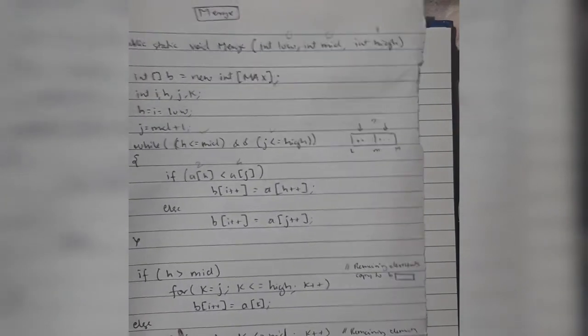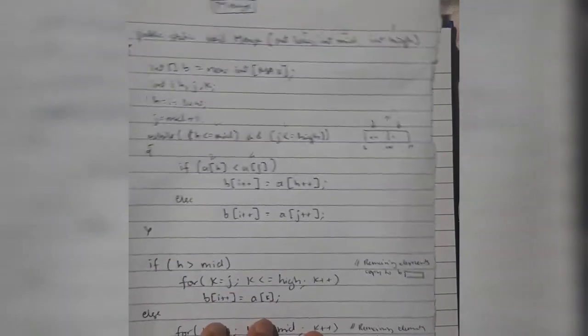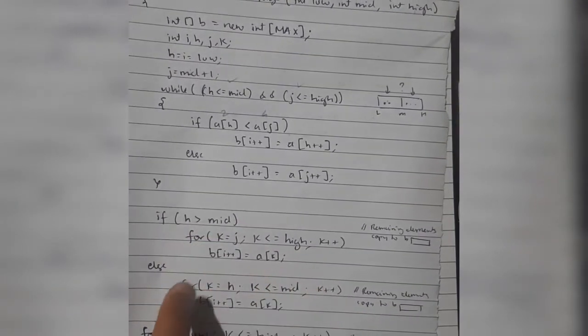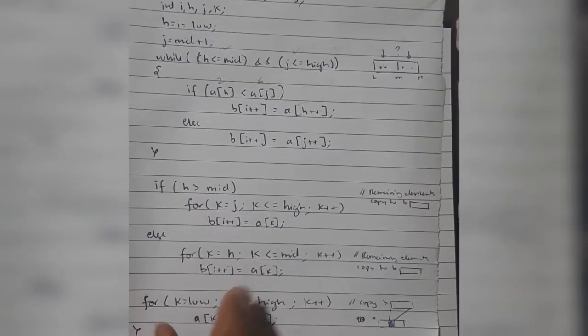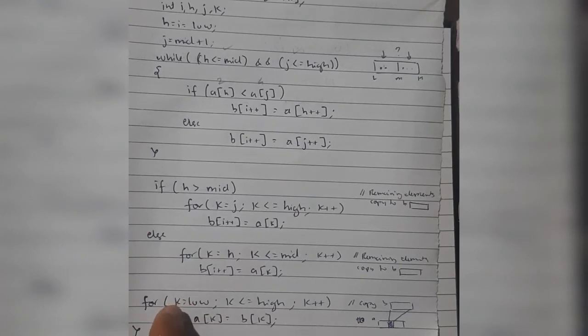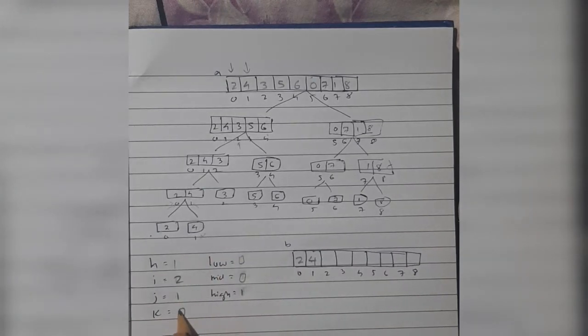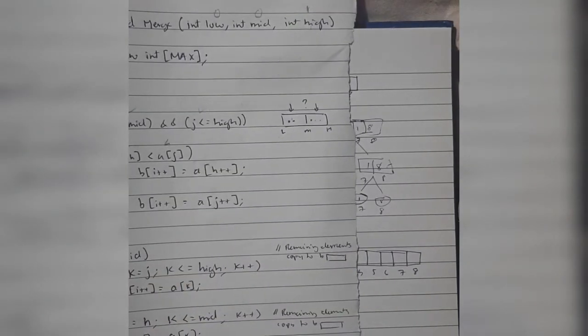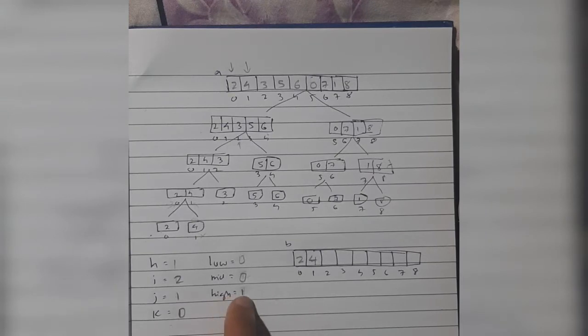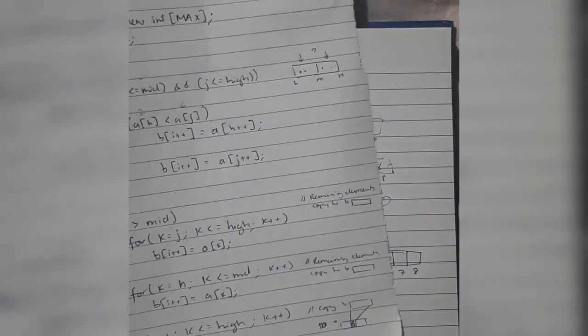Then after this line of code, h is greater than mid, so this one was executed. So we'll be skipping this part and moving on with this part here. What does this line of code do? K is equal to low. What is low? Low is 0, so k is 0 now. And then k is less than or equal to high. What is high? 1. 0 is less than or equal to 1. Yes. So do this line of code.